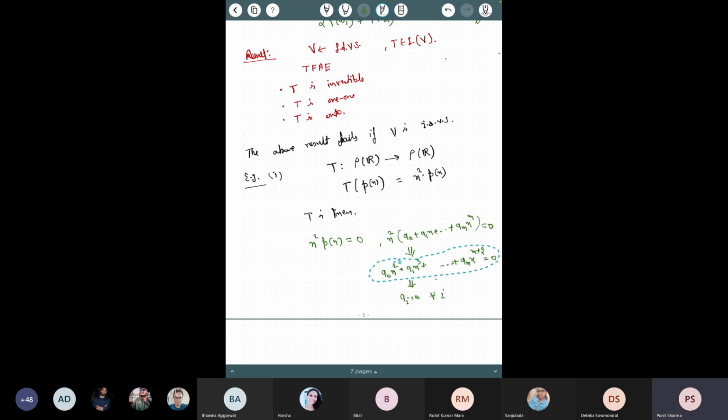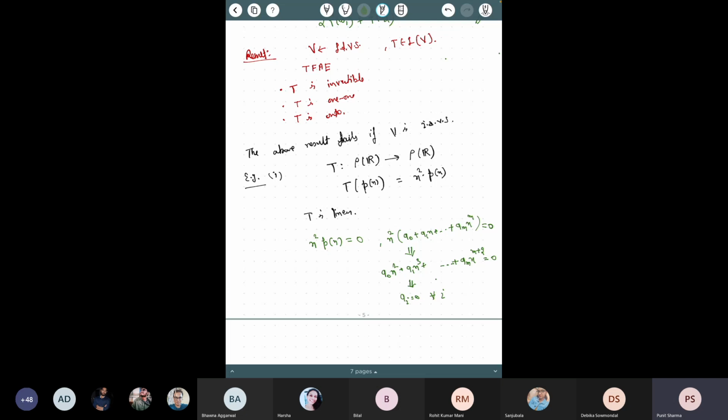Up to this is fine. Do you agree with me? Whatever I have written so far, this is it. Now, from here, can we conclude that all these coefficients are 0? Yes, sir. Sir, if x itself is 0, then this will become 0, so even if we take the a_i non-zero, it will still become 0.